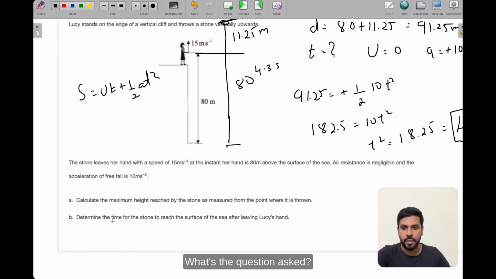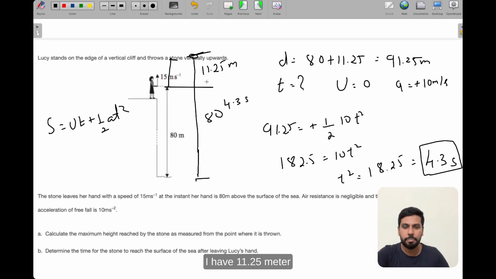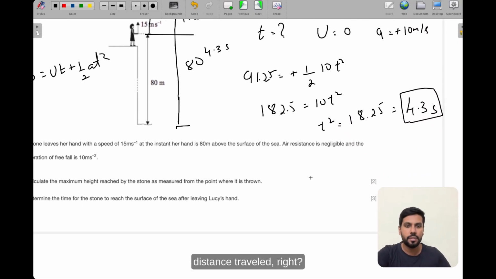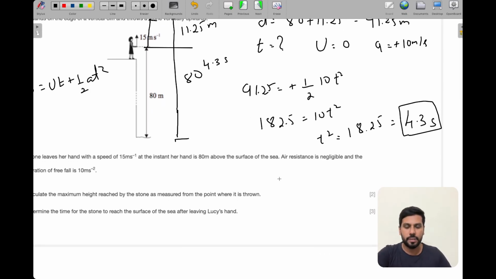What is the question asked? Determine the time for the stone to reach the surface of the sea after leaving Lucy's hand. That means I need to calculate the time taken to go from here to here also. So yes, I have everything in my hand. I have 11.25 meter distance traveled, so I use the same formula. I have my distance already. 11.25 is equal to ut plus half at squared.